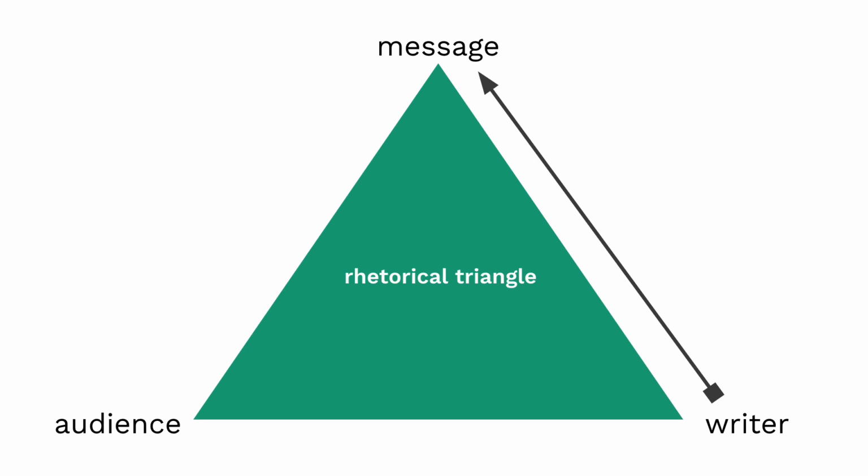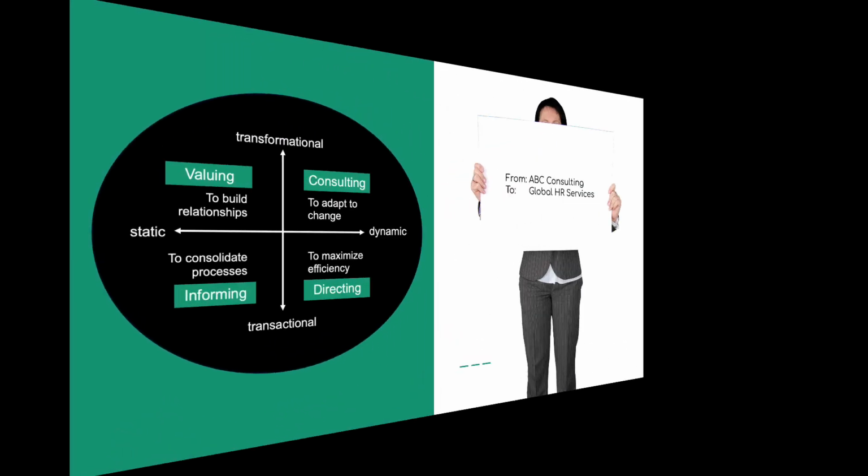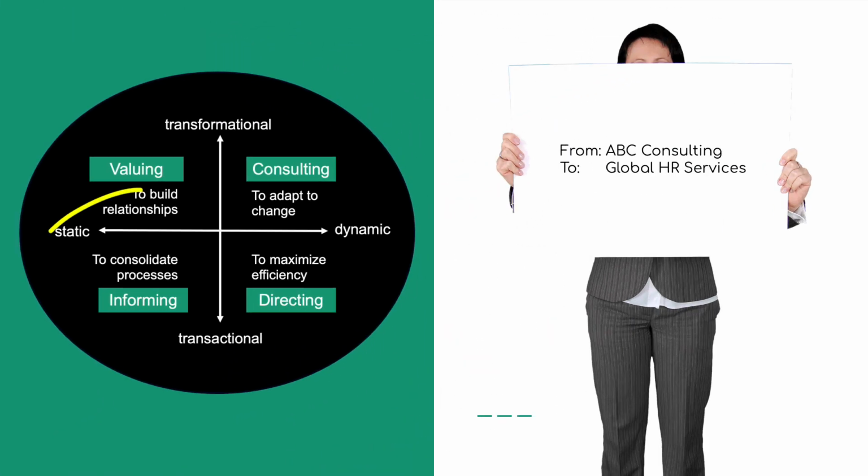That means we need to consider the principles you've learned about purpose and audience analysis. Let's start with the side of the triangle connecting the writer to the message. That means the principles for identifying purpose. Overall, the report was primarily intended to inform the audience. ABC Consulting offered no specific recommendations in the report, although it did provide informative conclusions about the current state of the industry for recruitment process outsourcing.